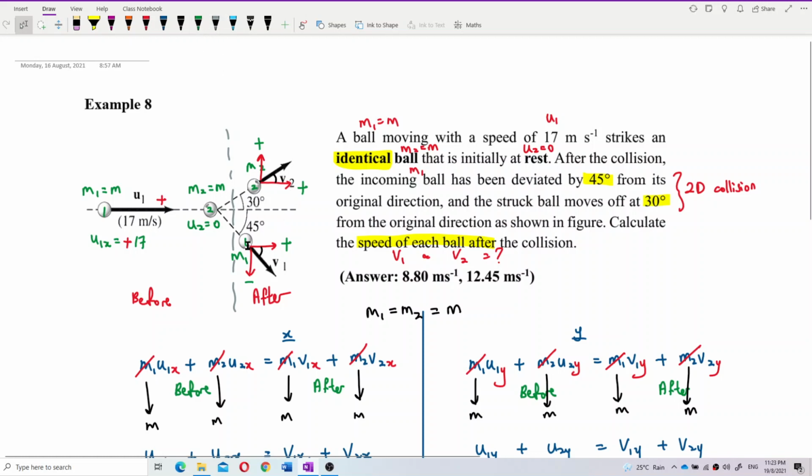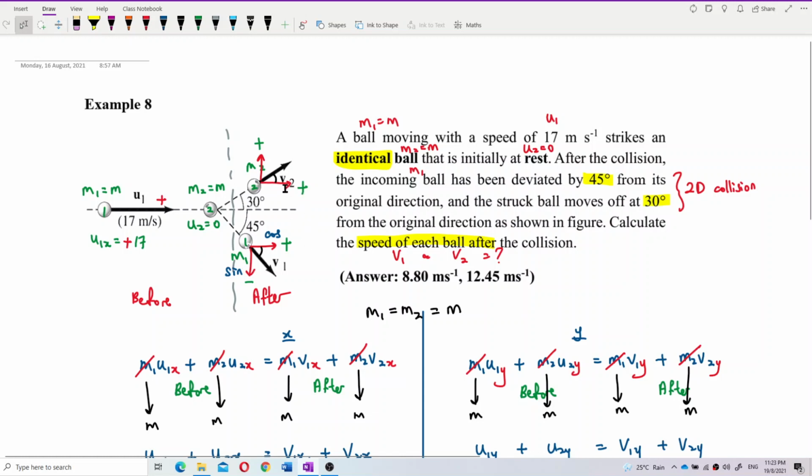Now look at v1. Which one uses sine theta? Which one uses cos theta? Of course the x component uses cosine theta because it is adjacent to the 45 degrees. So for the x component use cosine. For the y component, it is opposite, so that one uses sine. Okay, all these things you should know.